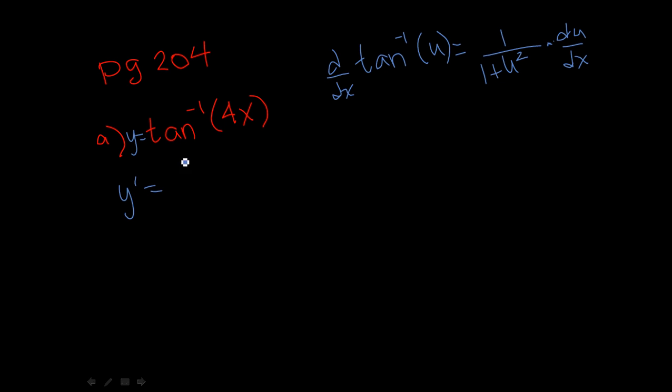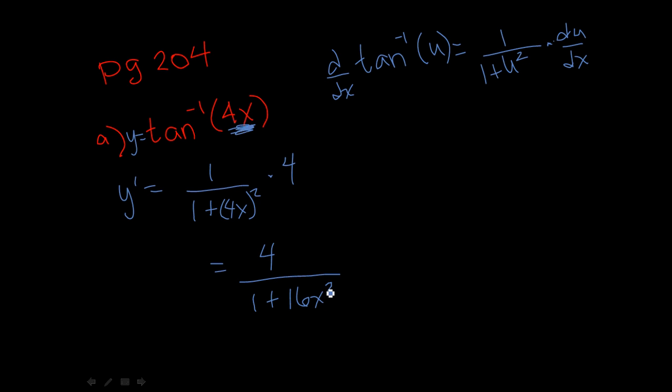Okay. So in this case, our u is going to be 4x. So I'm going to start by writing that. 1 over 1 plus (4x) squared. Make sure you put the 4x in parentheses. And then the derivative of u is just 4. So we could simplify this and say that it's equal to 4 over 1 plus 16x squared.